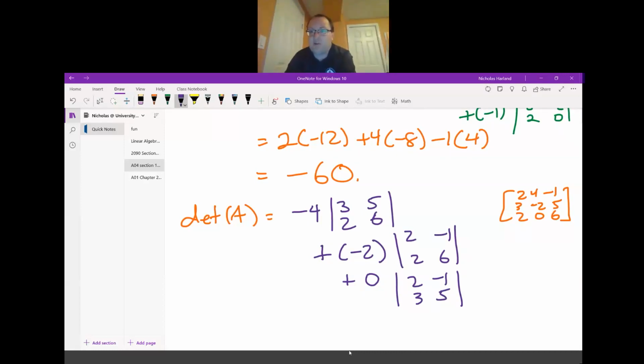Right, and so that's where the strategy, as mentioned there in the chat, is going to come into it. If we're allowed to choose whichever row or column we want, then we might as well choose the one that has the most zeros, because it means less things to calculate.